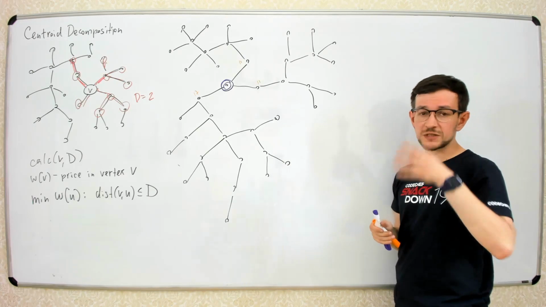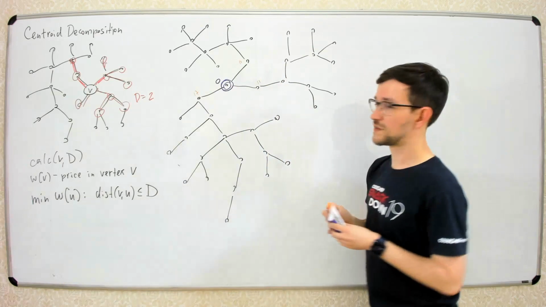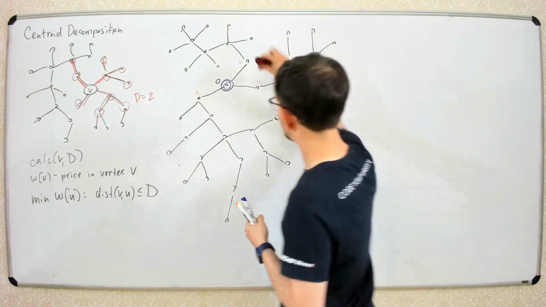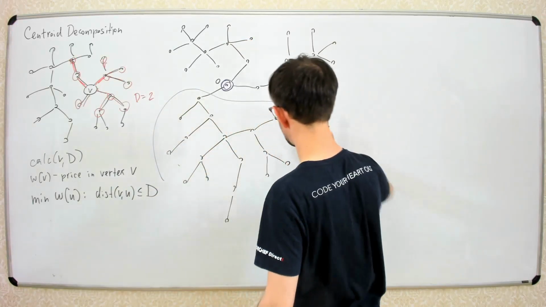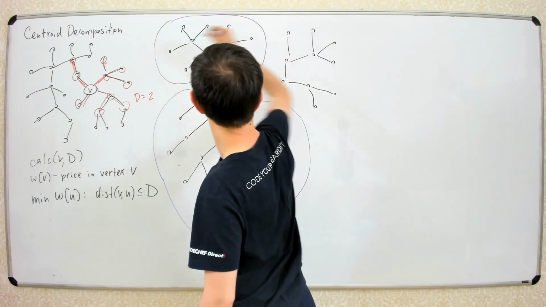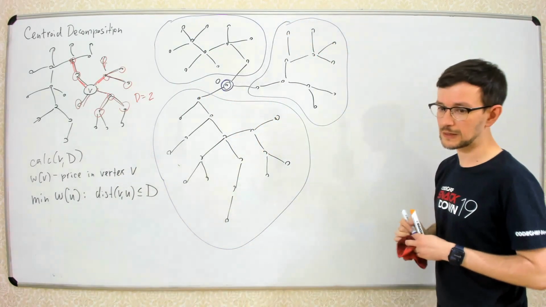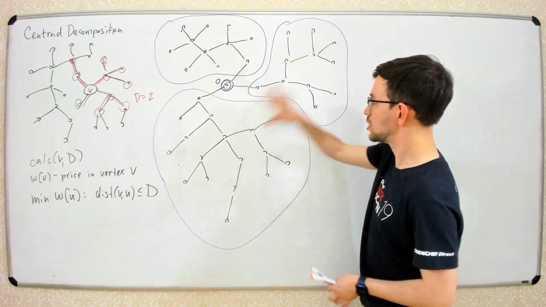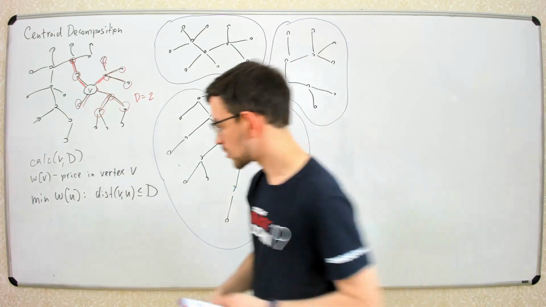Now, let's say this is the centroid of level 0. It's the most important centroid of the whole tree. Now we will split the tree into parts, this part and this part. In each of these three parts, we will call the same recursive procedure. We will take each of these parts and find the centroid in each of them. I need more colors.